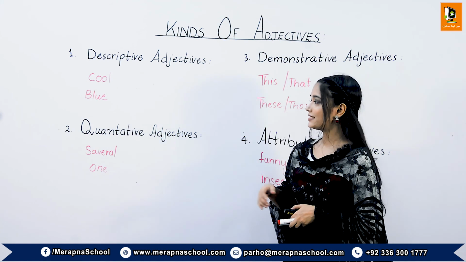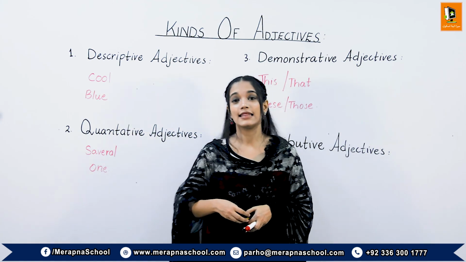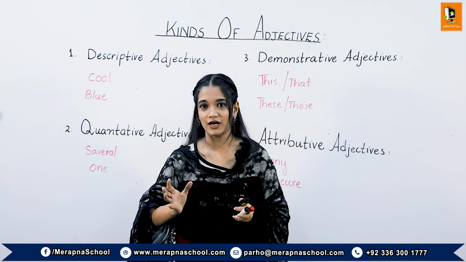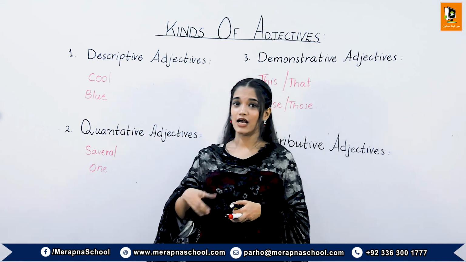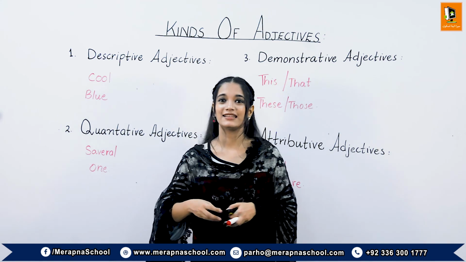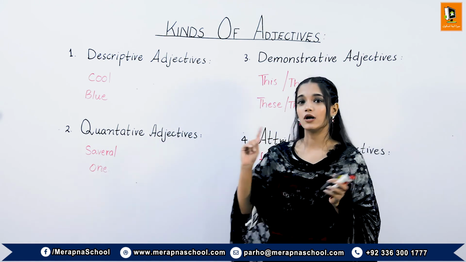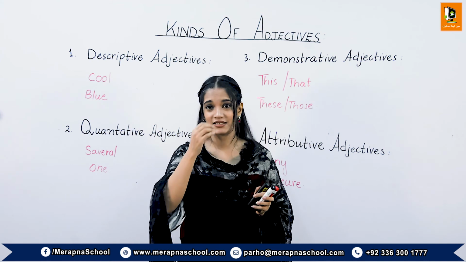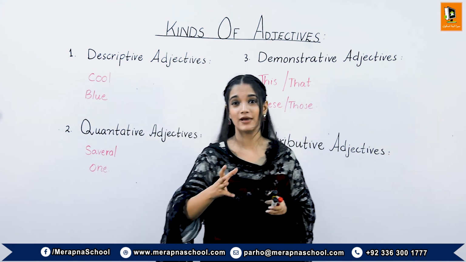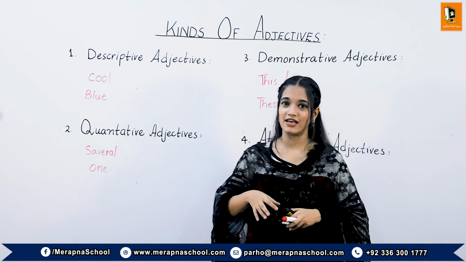Now moving on to the second one, the quantitative adjectives. What are the quantitative adjectives? They describe a number before the nouns. For example, several, one. It can describe that there are several soldiers standing there, or there is one soldier standing there. So the adjectives which describe how many persons there are, they are the quantitative adjectives.